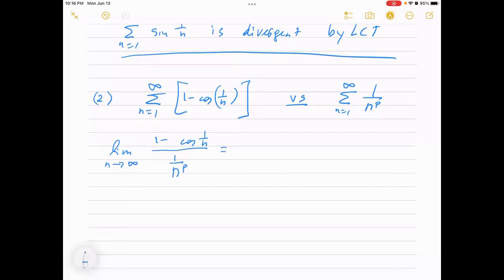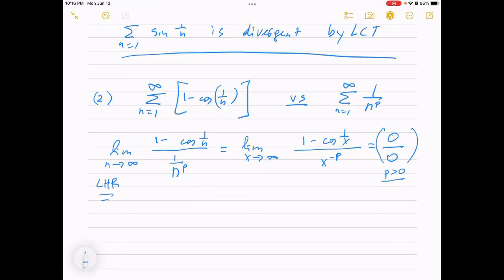So we switch to functions: 1 minus cosine of 1 over x, and I'm going to write the bottom as x to the negative p. I'm assuming that p is positive, so on the bottom I'm going to get 0, and on top I'm also going to get 0, because 1 minus cosine of 0 is 1 minus 1, which is 0. So we're allowed to do LHR. Again, I assume that p is positive. I take the limit as x approaches infinity.